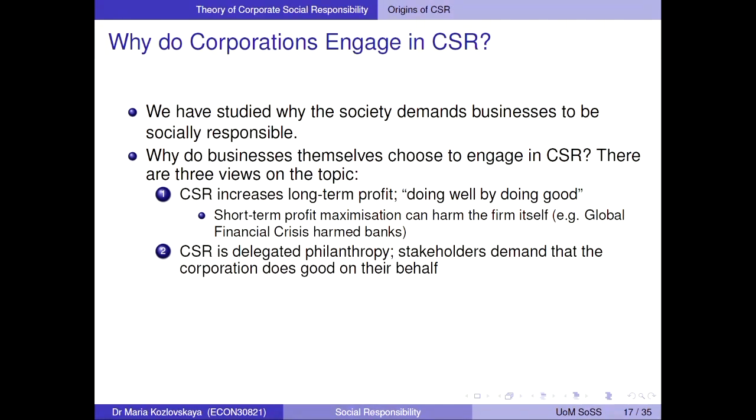Secondly, businesses engage in CSR on behalf of their owners. As you know, the richest people in the world are also the world's greatest philanthropists.